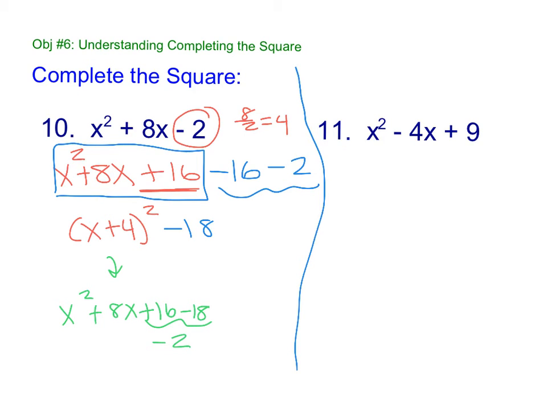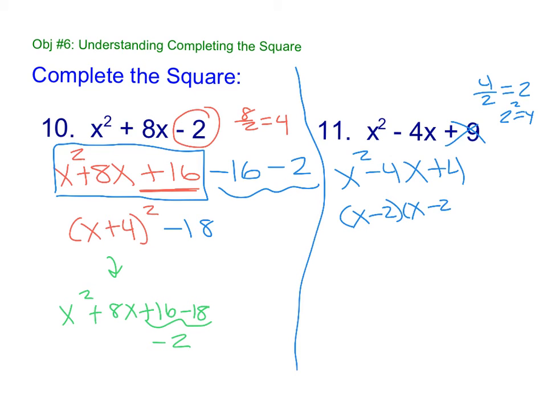All right, let's do one more. So the idea here is we want to put the number we actually want into the problem. So what number do I actually want? I don't want 9. What do I need? x squared minus 4x. 4 divided by 2 is 2. 2 squared is 4. So to make this a perfect square trinomial, I want that number to be a 4. So then I would have x minus 2, which is x minus 2 squared.